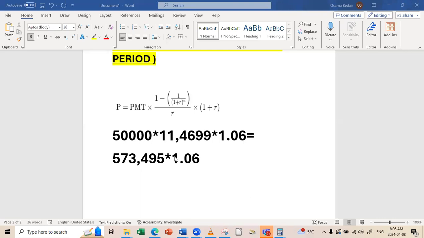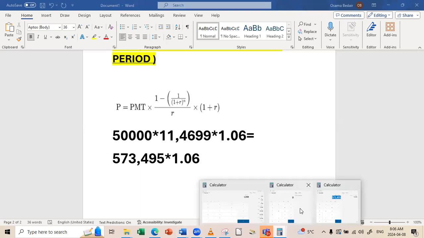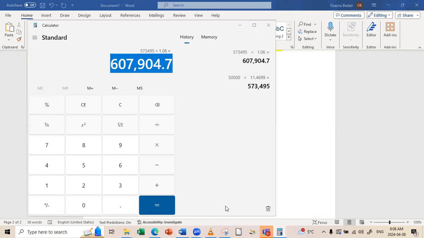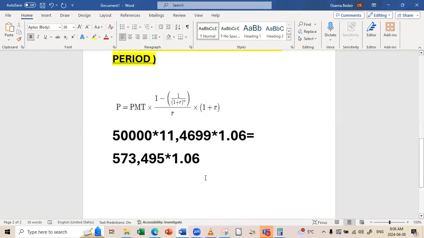We can multiply it like this right now. Here it will be 573. Let's see here. Yeah, this is the one. Multiply by 1.06. That will equal this amount. This is the amount which we will get from the due. That will equal.